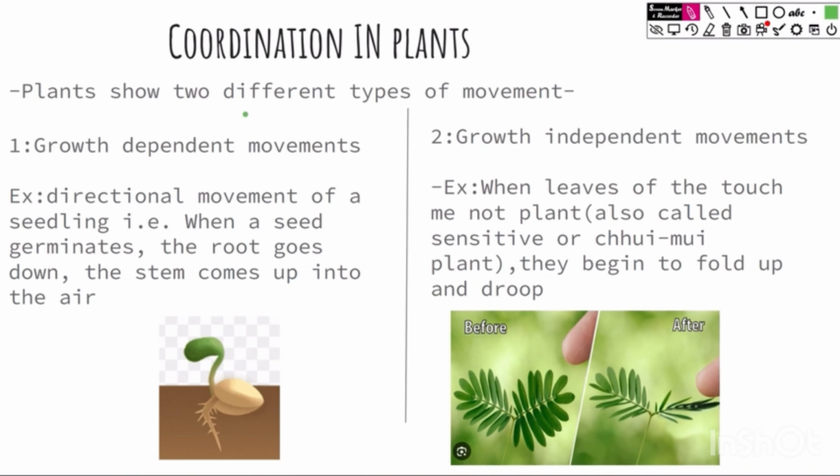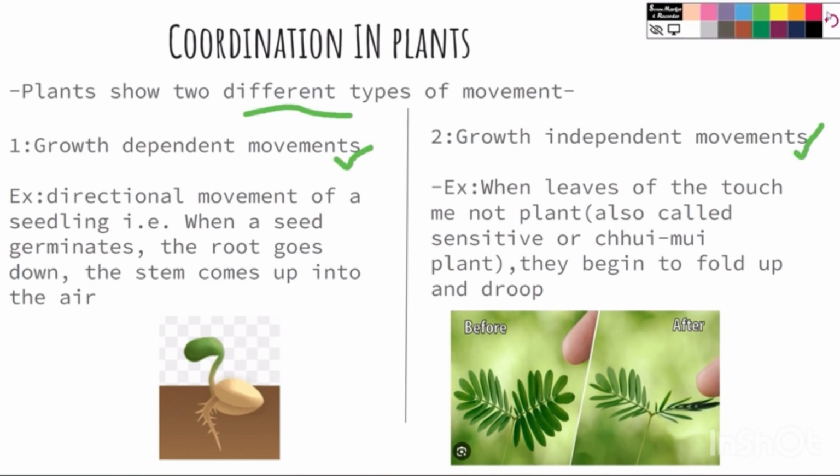So plants show 2 different types of movements or growth. Firstly, growth dependent movements, the movements which are dependent on the plant growth, and some movements are independent of the plant growth. So let's start with the second one. There is a plant which is called the touch me not plant. This is the plant and the name of the plant is touch me not plant.